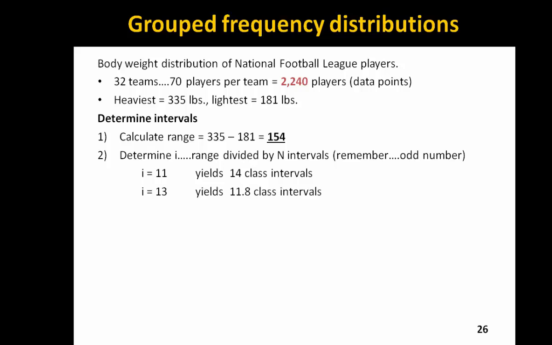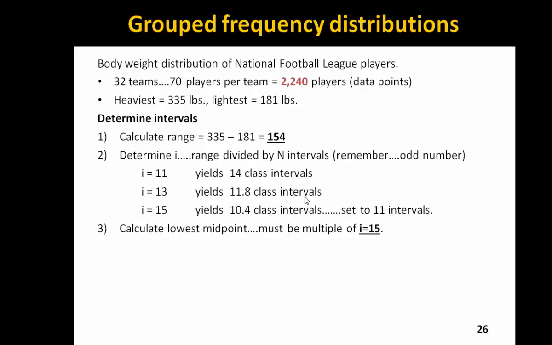We then set i to 13, and that will give us 11.8 class intervals. We do this one more step. We set i to 15. When we set i to 15, we're widening the interval, creating fewer intervals, and so we have 10.4 class intervals. Now, how do we make a decision on how many intervals to use in our grouped frequency distribution? We see that 10.4 is closer to 11 than 11.8, so we'll set it to 11 intervals.